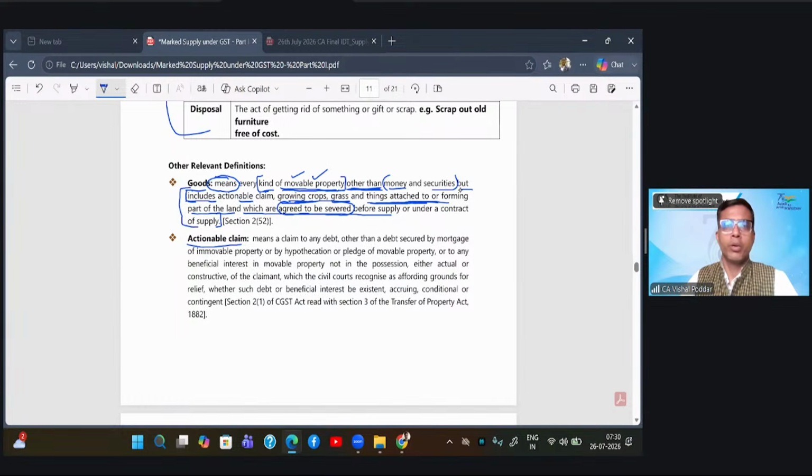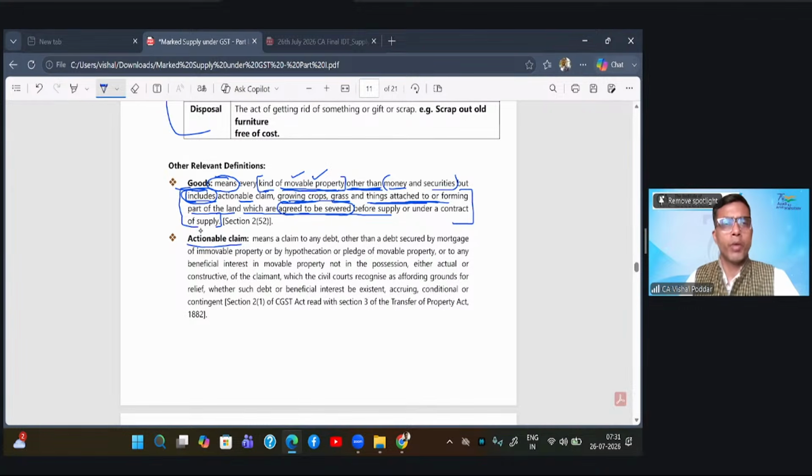So in this includes part where they are including growing crops and all, they are trying to clarify that even though today they are in the position of immovable, the intention is to sever it, cut it, and then get it. So that will make it movable again. And that is why it is included as a clarificatory part. So three limbs in goods: it should be movable, but it will not be money and security. And then it will include all of these things, provided they are agreed to be cut and given to you.